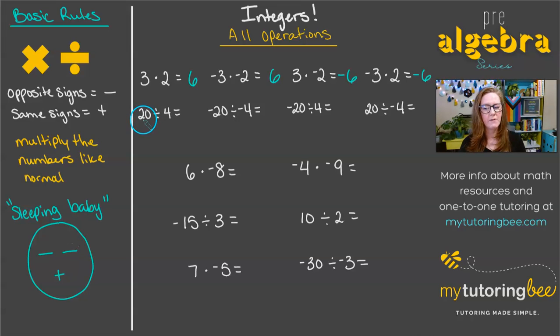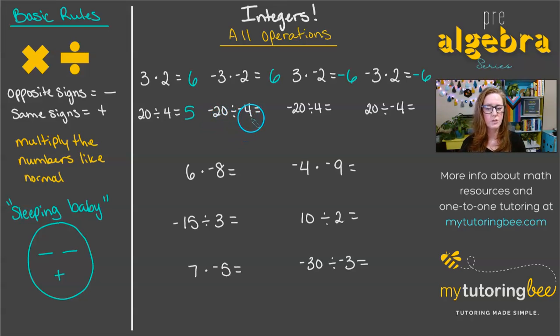All right, so here we have positive 20 divided by positive 4. So 20 divided by 4 gives us 5. They're both positive. Our answer is going to be a positive 5. So again, nothing really new with that first problem. Now let's take a look at what happens when both of the numbers are negative. So negative 20 divided by negative 4.